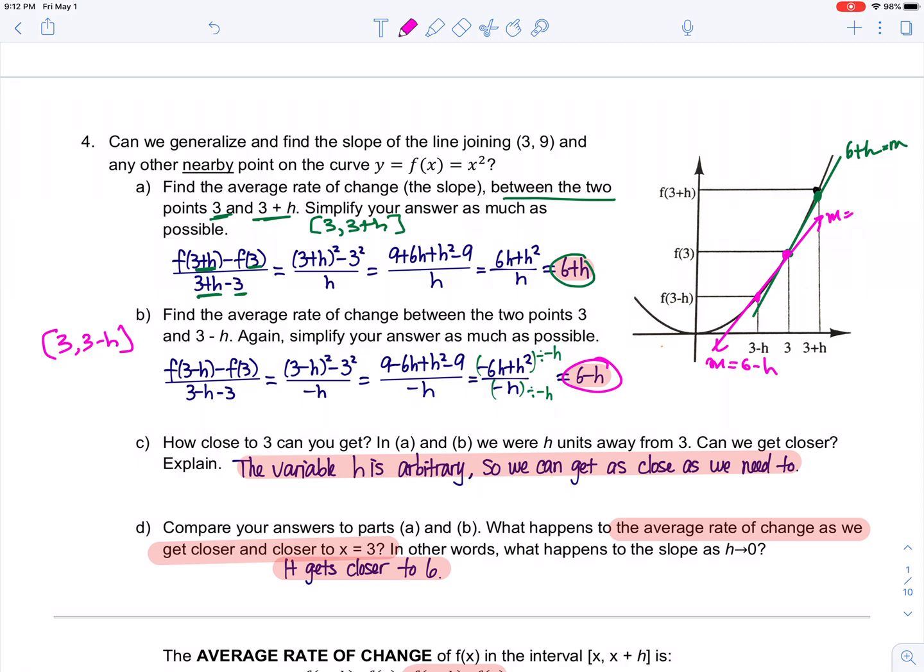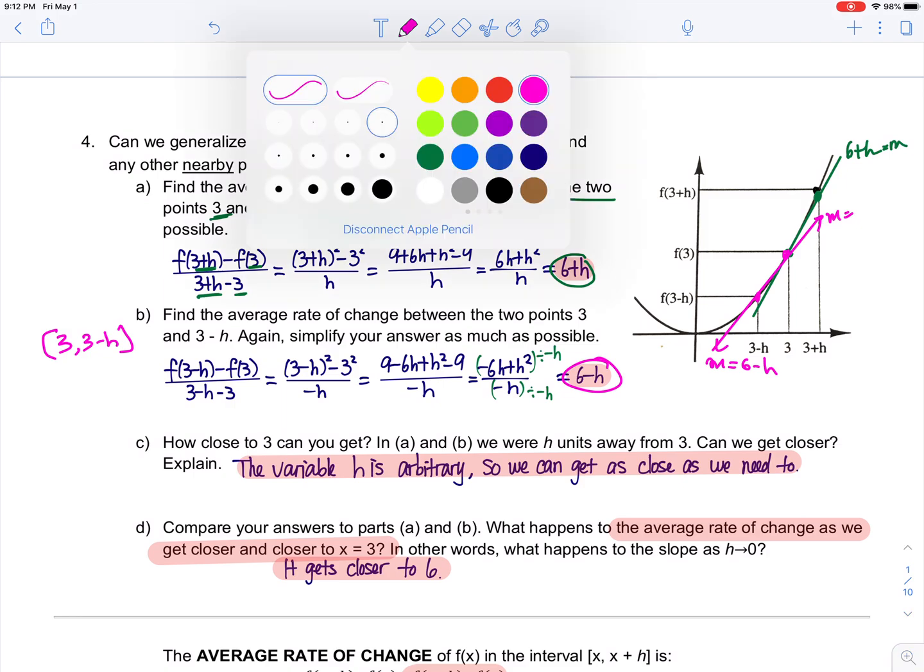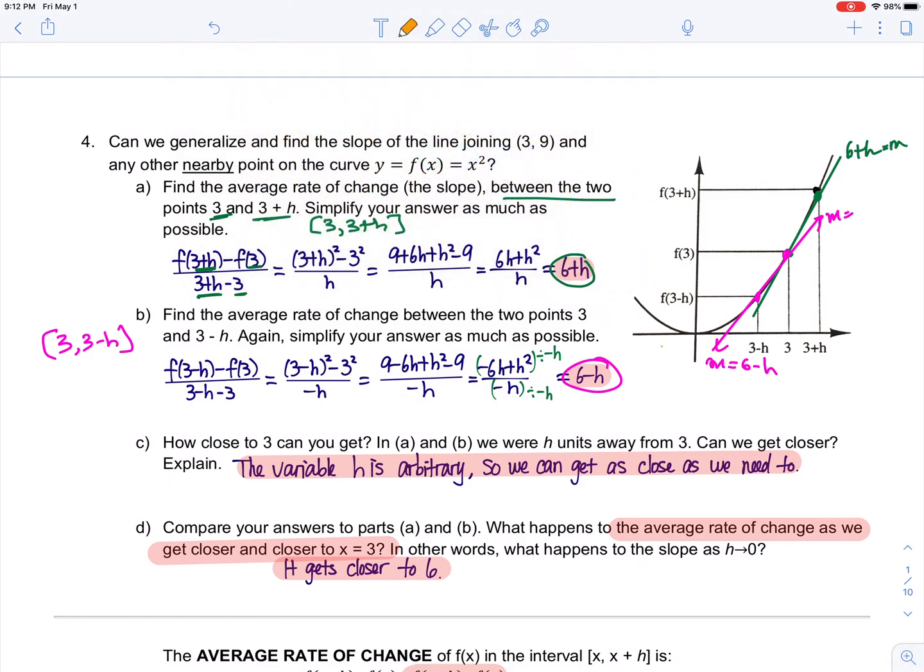And it says, how close to 3 can you get? Well, we can get as close to 3 as we want, because our main goal, what we're working towards, is trying to get the slope through 1 point, not 2. We're trying to get as close to 3 as we possibly can, or trying to get to the slope of the tangent line. Right now we have a secant line because we're going through 2 points. So we can get as close as we want. h can be 0.000001 or 0.00000001. We can get super close so that we're almost at 3.